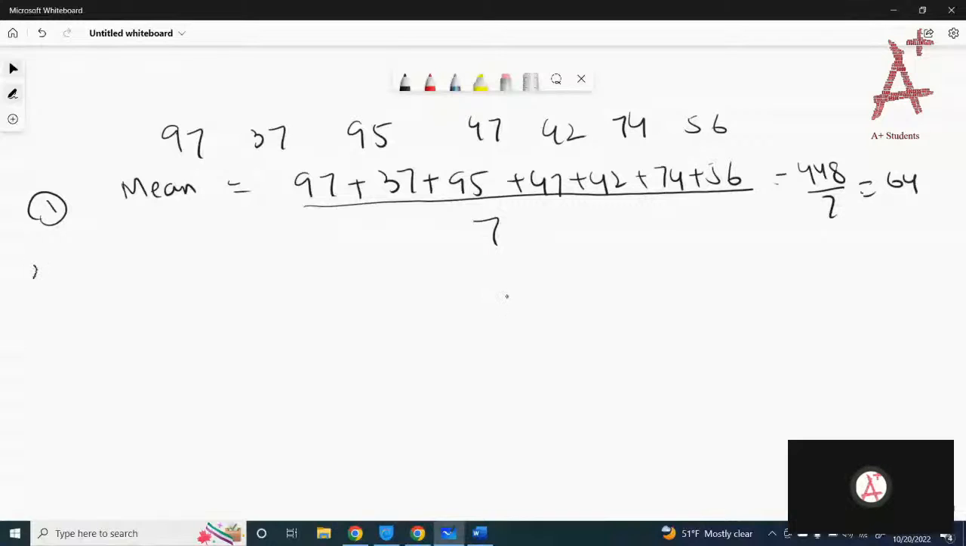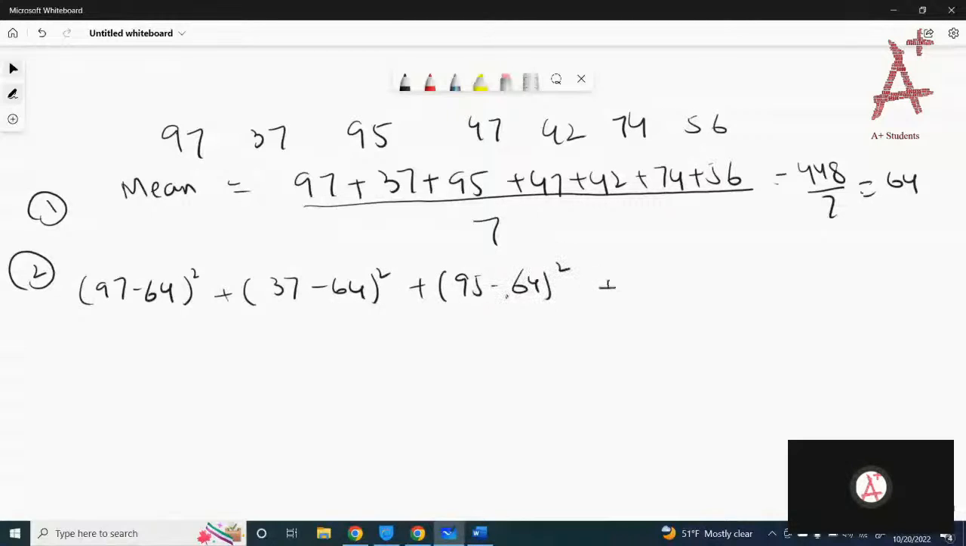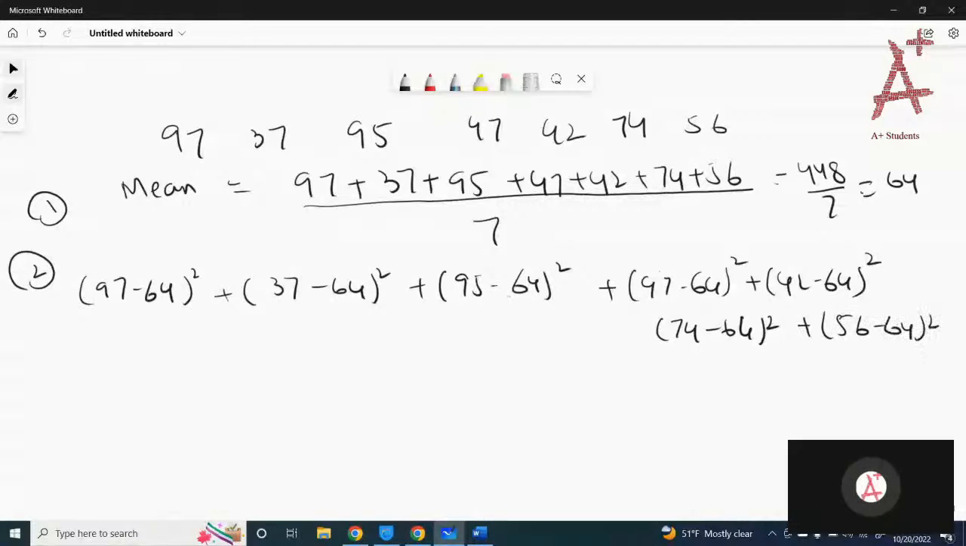Got it? Now just calculate the variance. So for the variance, you have to subtract 64 from all the values, square them and add them. 95 minus 64, 47 minus 64, 42 minus 64, 74 minus 64. You have to calculate their squares also. And then 56 minus 64. Okay, let me just subtract them and calculate their squares.